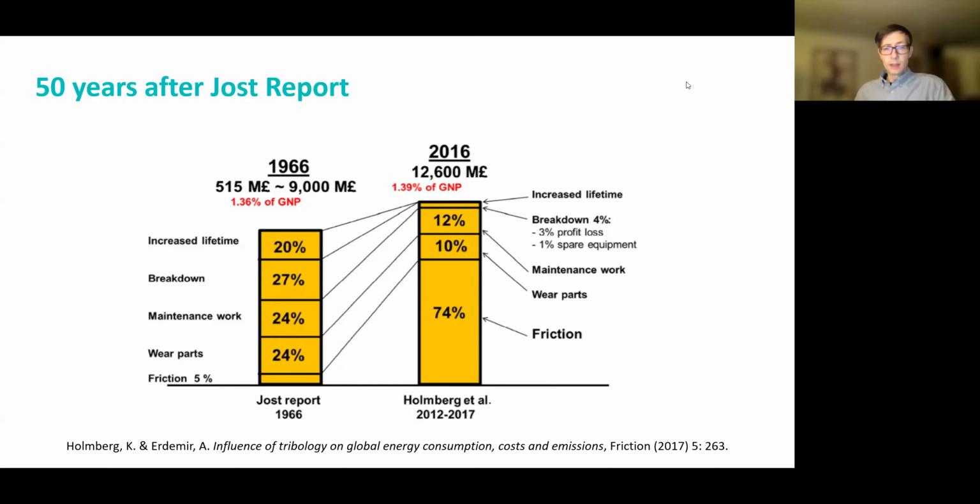ratio. The distribution in terms of where that energy goes in terms of friction and wear is very different. As you can see, after 50 years, we know much better how to deal with surface damage, with wear, with breakdown. We know how to increase lifetime of components, of machinery, but friction remains a significant challenge and still is consuming a lot of energy.